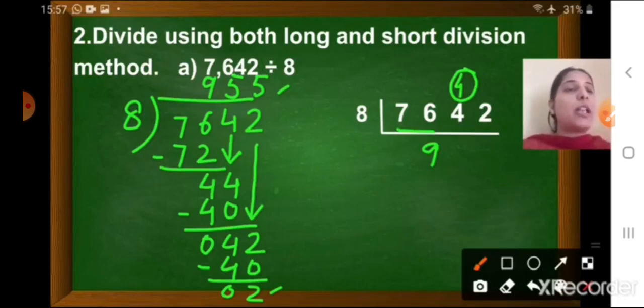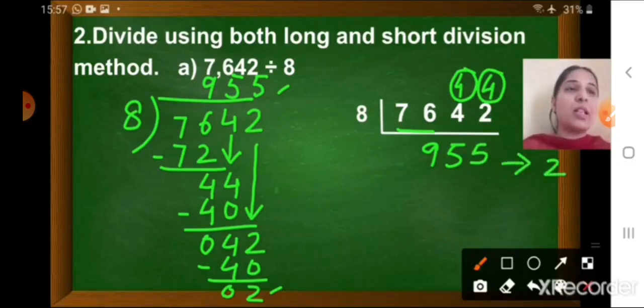Now we'll go for 8 5s are 40, because 8 6s are 48 will be more. So 8 5s are 40. So when we subtract that 40 from 44, we will get 4, which we will write just above the next digit of the dividend. So again 8 5s are 40. Now when we subtract that 40 from this 42, we will get 2 as remainder, isn't it?